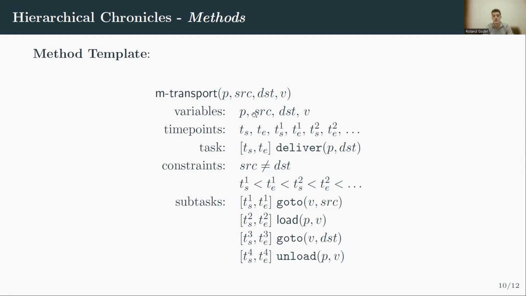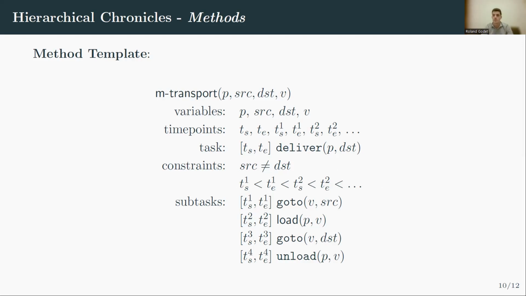So for example, here is a method to transport a package from a source location to a destination with a vehicle. So it is achieving the task of delivering the package to the destination. And to do that, we have a list of subtasks. First, we go to the source with the vehicle, then we load the package, we go to the destination, and we unload the package. All of these subtasks are ordered thanks to a list of constraints related to the time points of these subtasks.